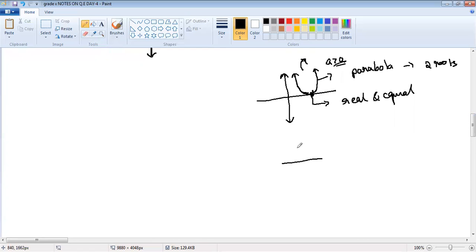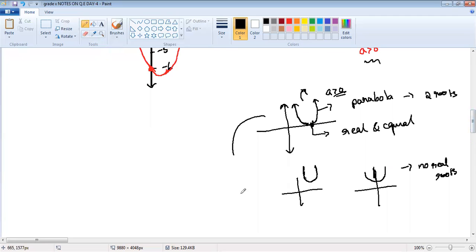Next, another case: if the graph is not even touching the x-axis, forget about the y-axis. Like this, another case. So it is intersecting the y-axis, but it is not even touching the x-axis. So then what you could say is, no real roots are there. Okay, sir. So very, very important. I'm giving you this IIT Foundation level content. No real roots are there.